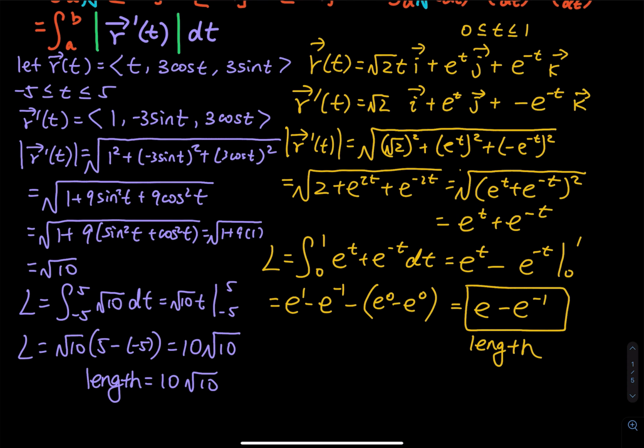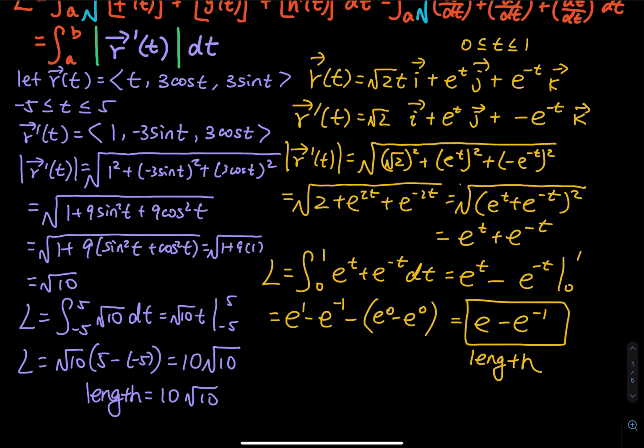Alright, so it's very simple. All you have to do is follow this formula step by step. You start with vector r, and then you take the derivative of that. That is the first step, and then you find the magnitude. After you find the magnitude, you just do a definite integral. Whatever the result is, that is the length of the arc.